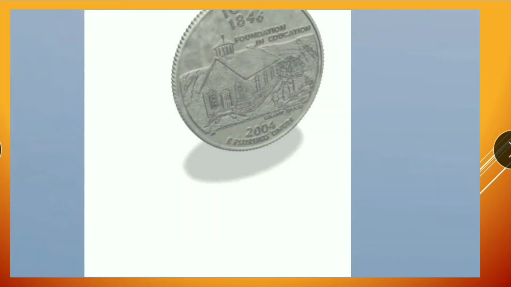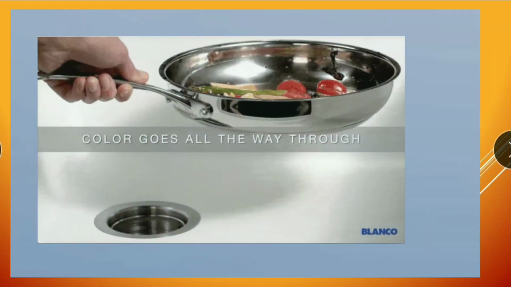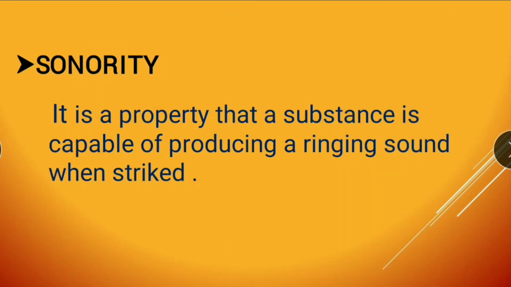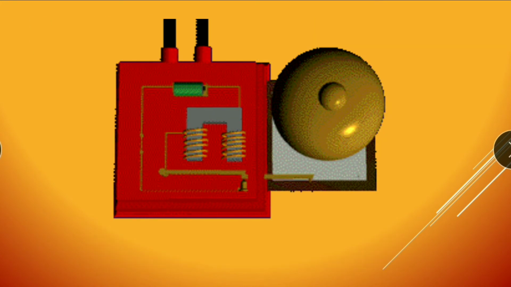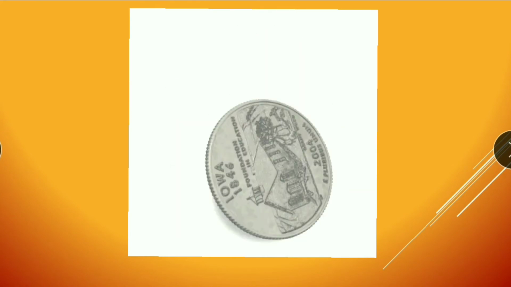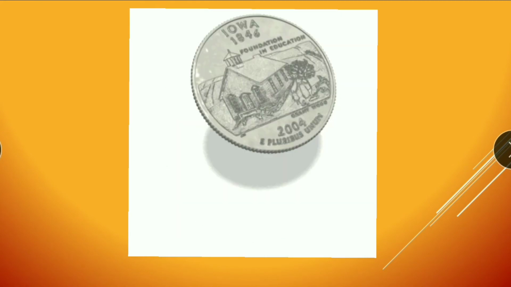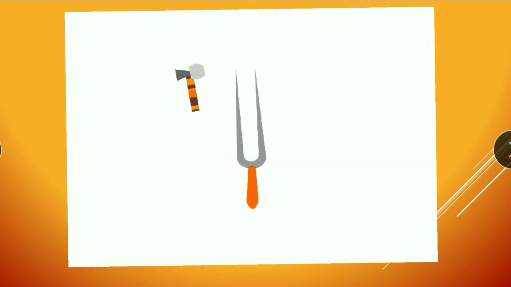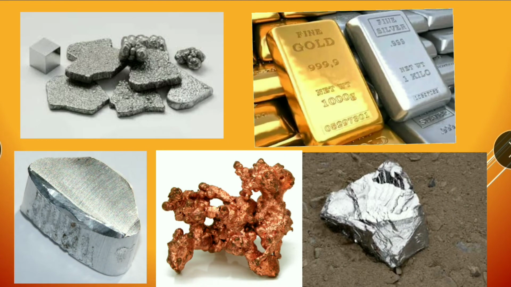If we drop a metal coin or a metal utensil on the floor of your house, we hear a ringing sound. And when the clapper or hammer of an electric bell strikes the metal gong, even then a ringing sound is produced. So, the metal objects make a ringing sound when we drop them on a hard floor or strike them with a hard object. We say that the metals are sonorous or capable of producing a ringing sound.